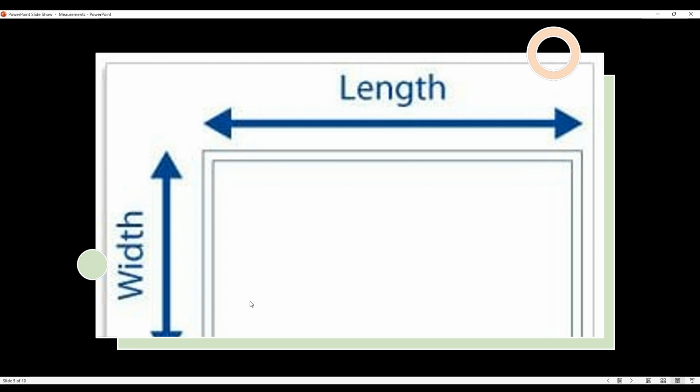Now, how do we calculate the area of this room? How do we know the area of this room? You will ask me, why do I need to know the area of that room? I'll tell you, we need to know the area of the room so we can install ceramic or tiles.